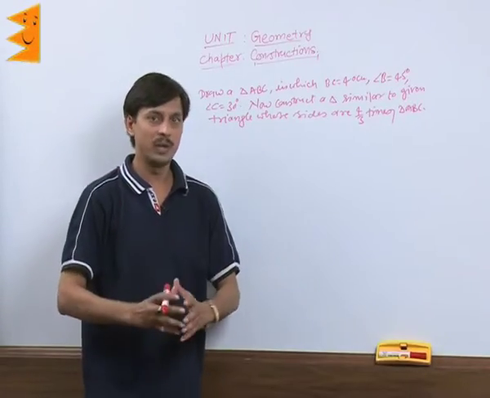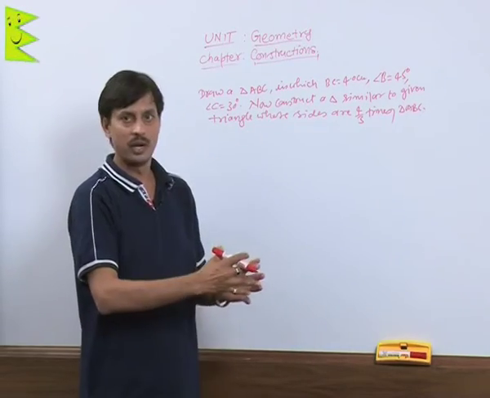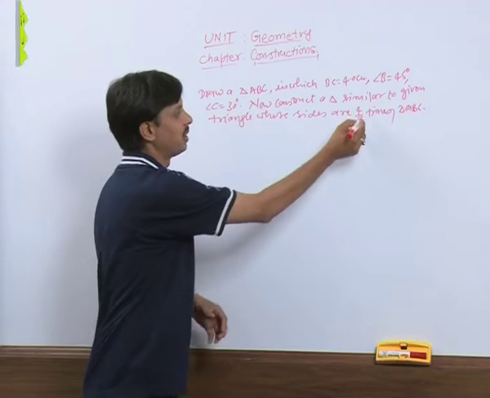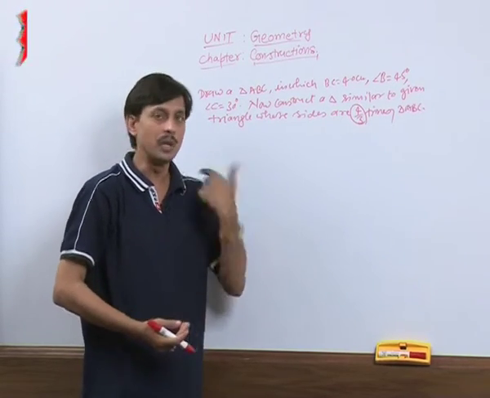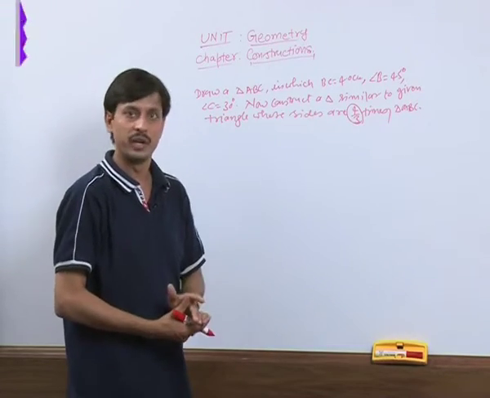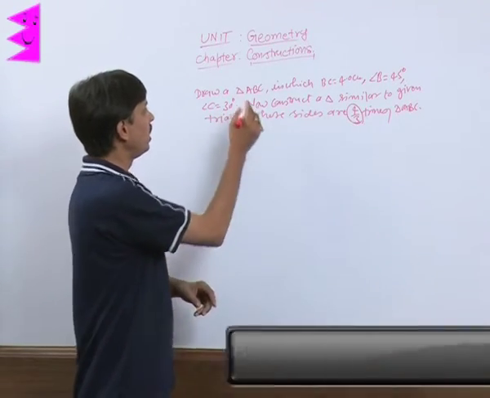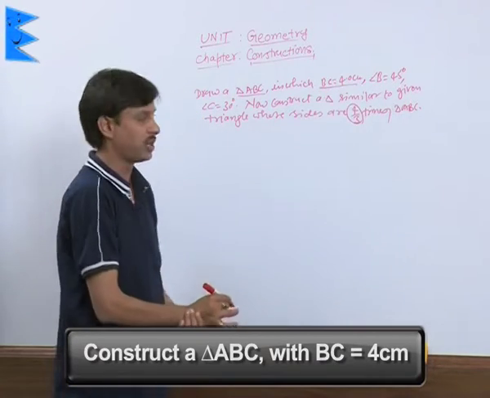Now I will explain how to construct a triangle similar to a given triangle in a different situation, where the numerator is more than the denominator, because the previous case was where the denominator was more than the numerator. So first of all, we need to construct a triangle ABC with given base BC as 4 centimeters.